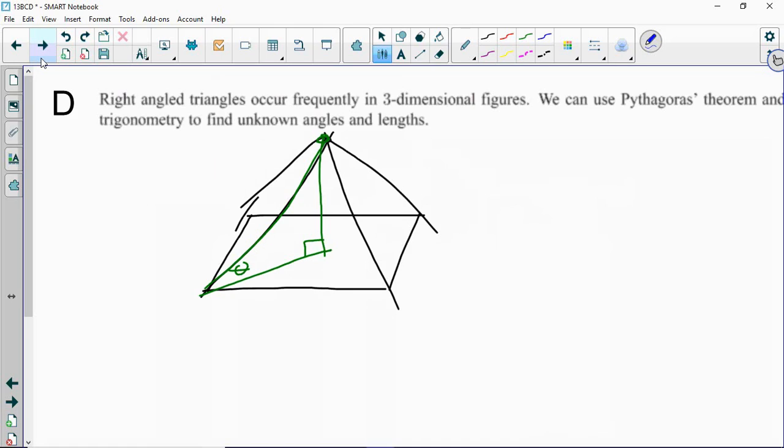Section D, yeah, I got really nothing to say here. We're going to see right triangles in 3D figures. Here's a lovely picture that I've drawn. We've seen problems like this before with pyramids and stuff, right? So we know we can use the Pythagorean theorem to figure out some missing side lengths, but now we can also do more complicated ones where we're going to use trig ratios to figure out some missing sides or angles.